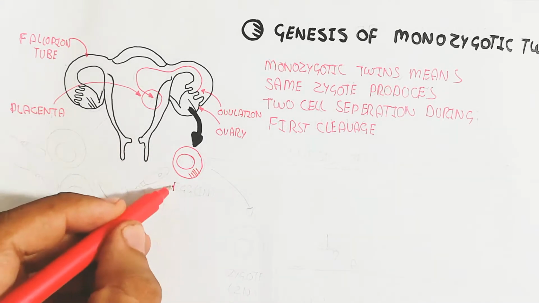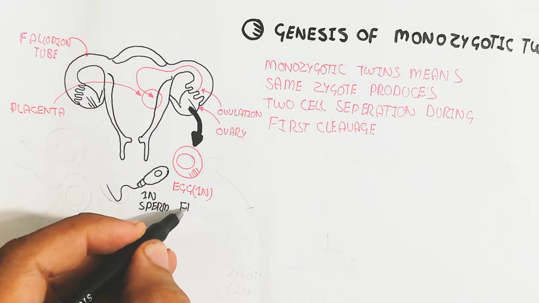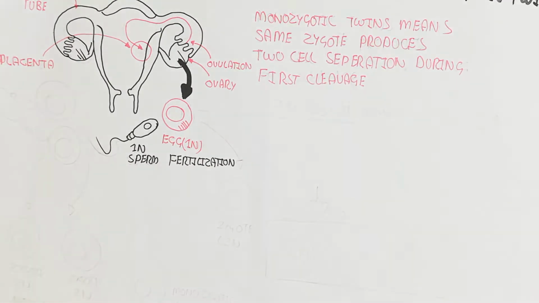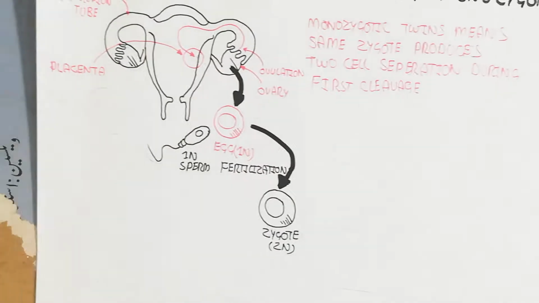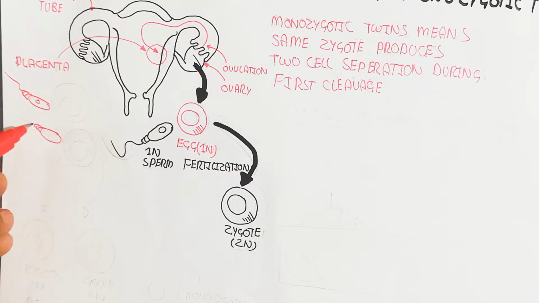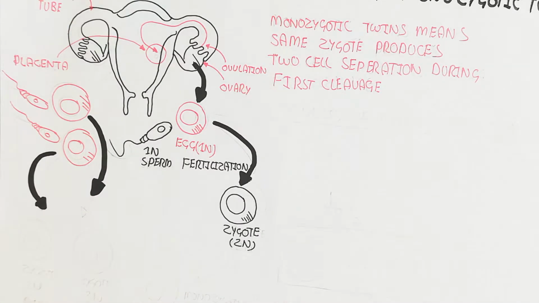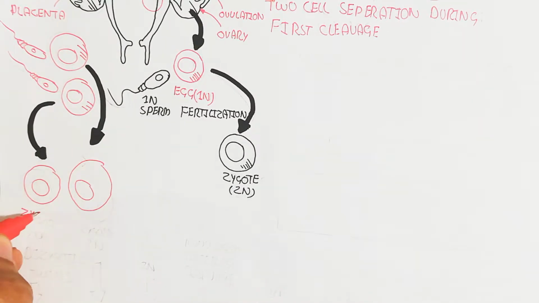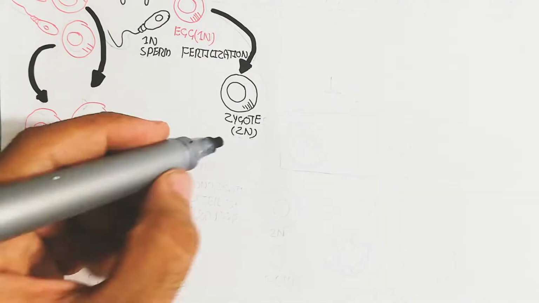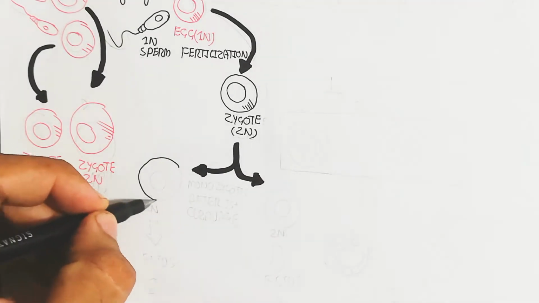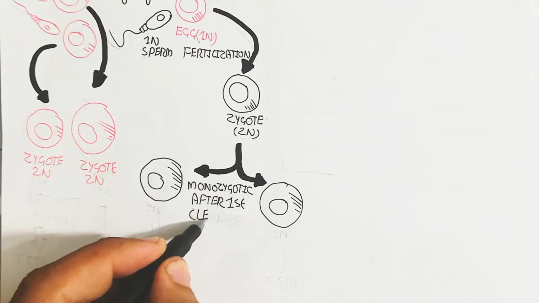In this way the egg and sperm combine together, which is known as fertilization, from haploid to haploid to form a diploid zygote. After the diploid zygote, the first cleavage, a mitotic division, will lead to two separate diploid cells after the first cleavage. This is known as monozygotic because one zygote is involved. But in this other case it is dizygotic, meaning two zygotes are involved, with two sperm involved separately.